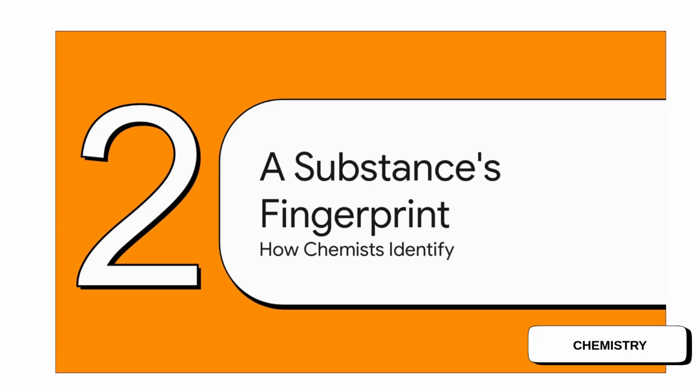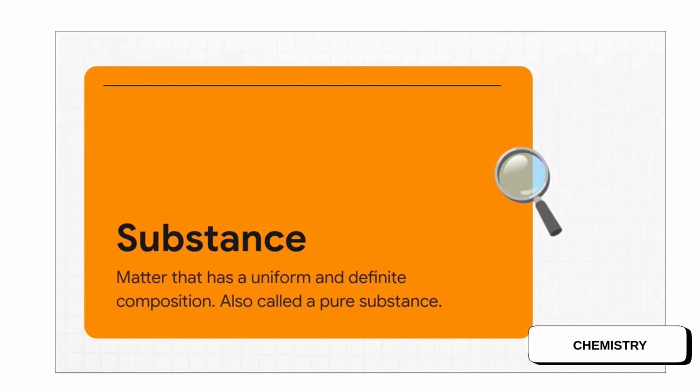Well, that's where this idea of a substance's fingerprint comes in. It's this unique set of properties that lets a chemist identify pretty much any material you can think of. But first, we gotta be super clear about what we mean here. When a chemist talks about a substance, they're talking about something pure, matter that has a totally uniform and definite composition. Think of a pure copper wire or a perfectly cut diamond. Every single tiny piece of it is the exact same stuff.